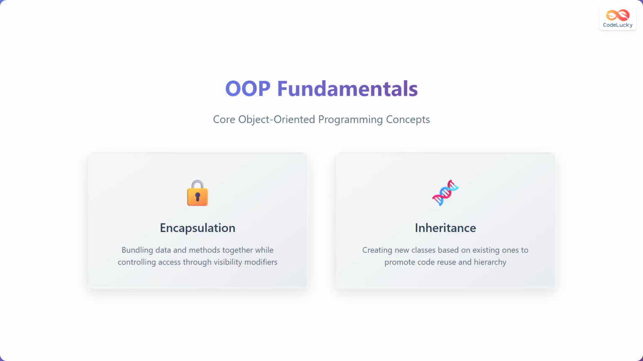Next is inheritance, a powerful mechanism that allows you to create new classes based on existing ones. This promotes code reuse and establishes hierarchical relationships between classes. The extends keyword in Java enables a child class to inherit properties and methods from its parent class, creating an ISA relationship.